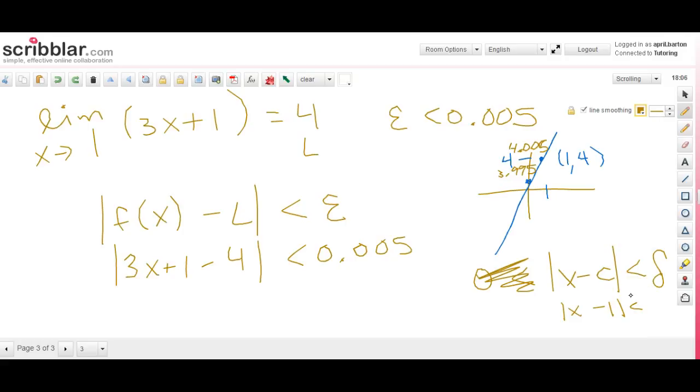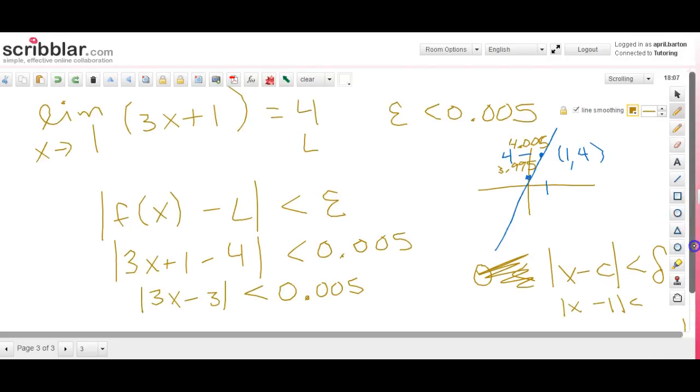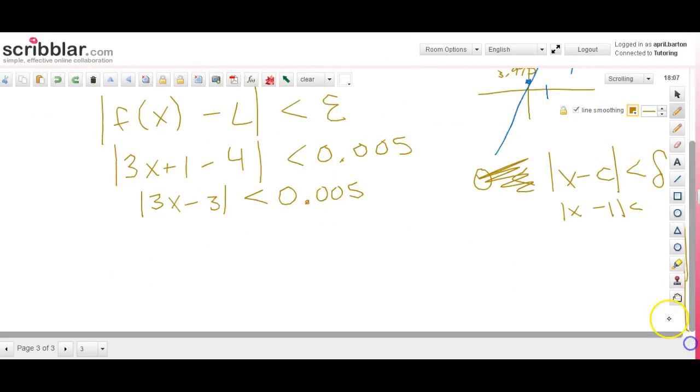So we need to do a little simplifying. 3x plus 1 minus 4, I'm going to combine the 1 minus 4. And then our goal is to have just x. And hopefully we'll get x minus 1. So to get just x, I'm going to factor out a 3. I'm going to scroll down a little bit. So if I factor out a 3, we're left with 3 times x minus 1, which is good so far. That's what we want to come out. 0.005. Nothing has happened on the right side yet.